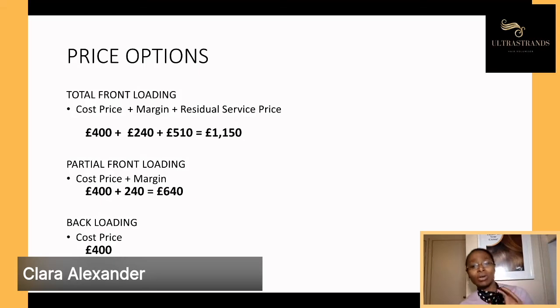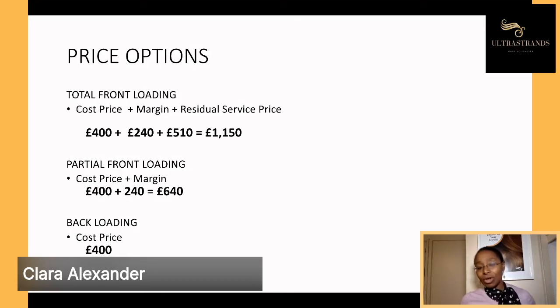What partial front loading is, is that you front load as much as possible, and then the rest goes into your maintenance. What I would suggest, if you're front loading, is at the very, very least, front load up until the value of the recommended retail price. When you do that, you've got the backing of everything, because there's nowhere they're going to go where they're really going to get it cheaper.